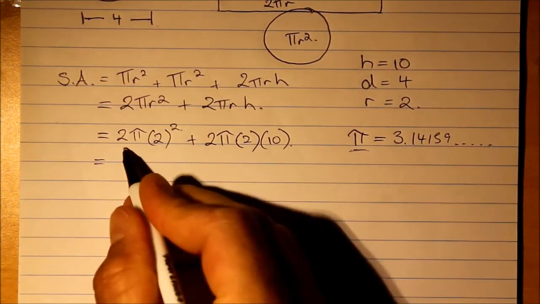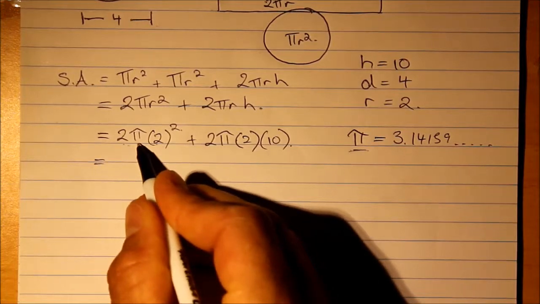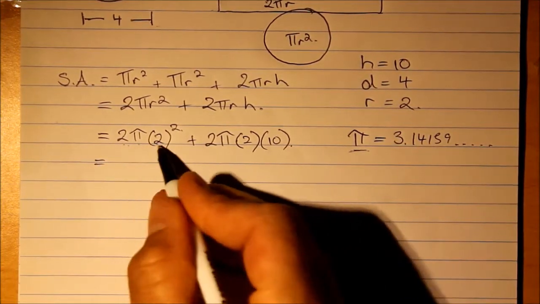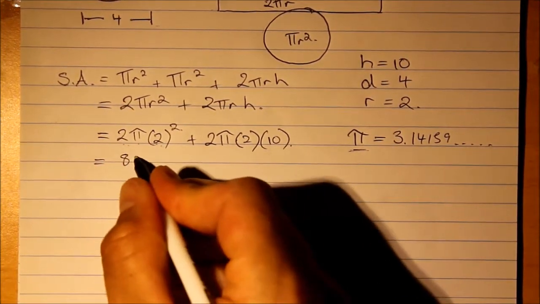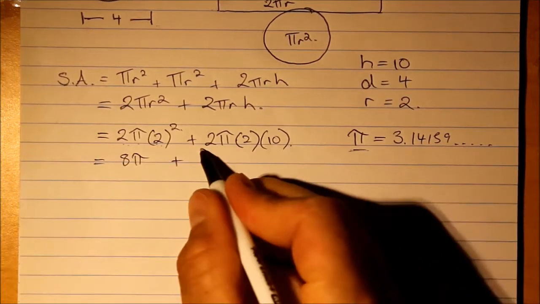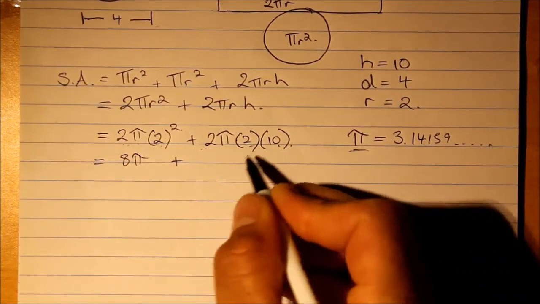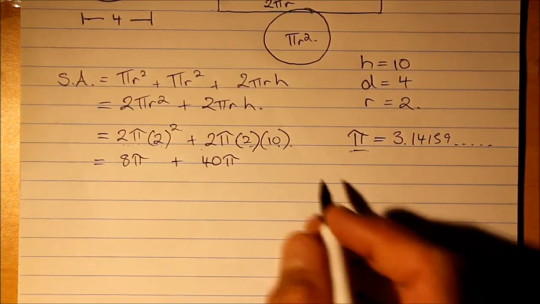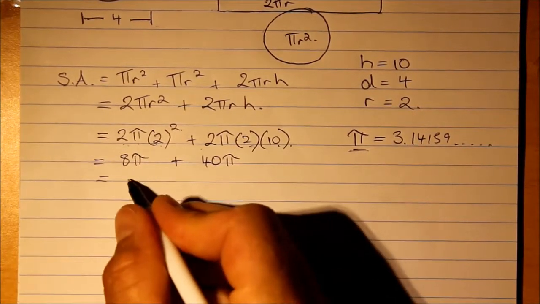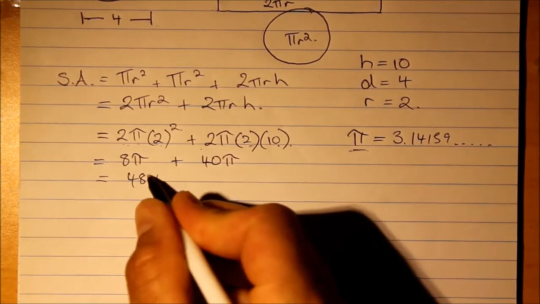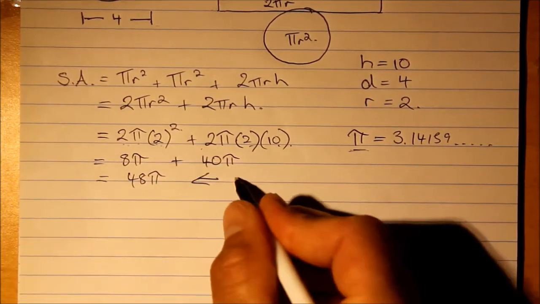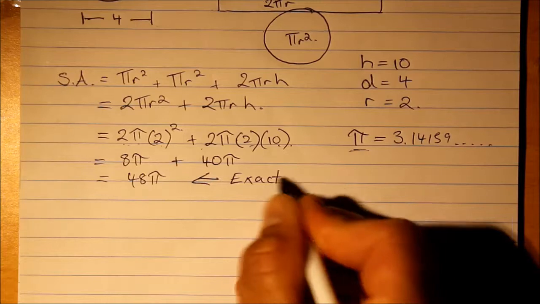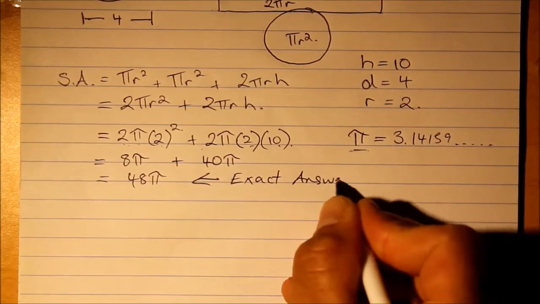Okay, so 2 times pi times 4 is, well, 2 times 4 is 8, so that's 8 pi. And 2 times 10, 20, double that, that's 40 pi. Now they're like terms, you can collect those, that's 48 pi. That's our exact answer.